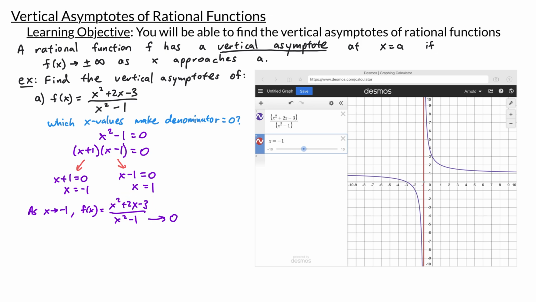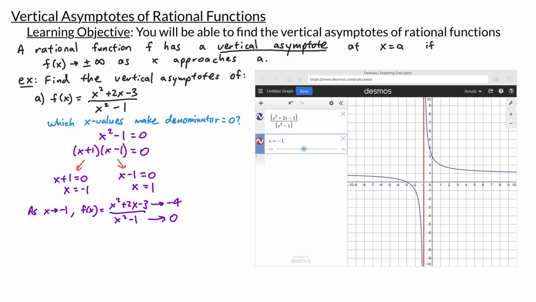Well, plugging in negative 1 into the numerator, we get negative 1 squared plus 2 times negative 1 minus 3. So that's positive 1 minus 2 minus 3, which is negative 4. So our numerator gets closer and closer to negative 4.